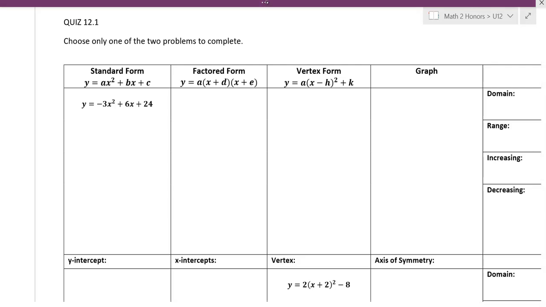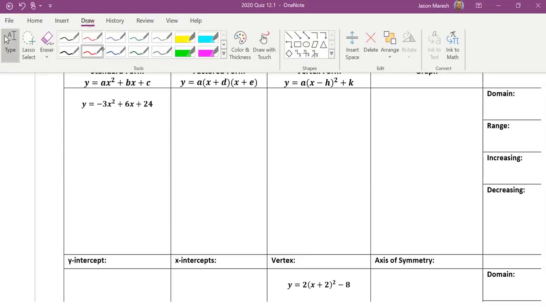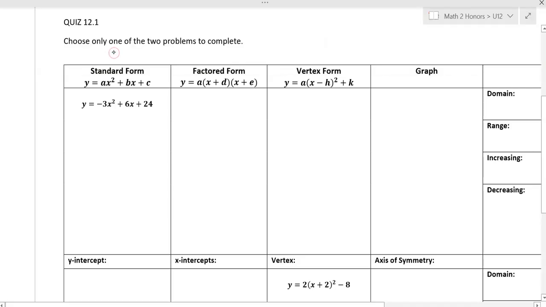And I'm going to get the y-intercept by plugging in 0 for x. When you do that, the negative 3x squared, the quadratic term, becomes 0. The 6x, the linear term, becomes 0. And all that's left is the constant term, which is 24. And so my y-intercept is 0, 24.